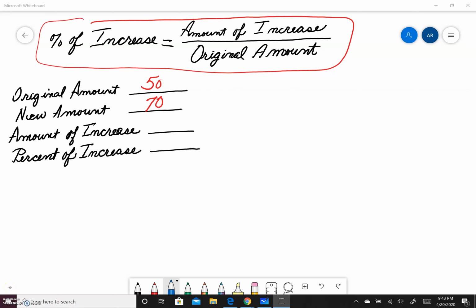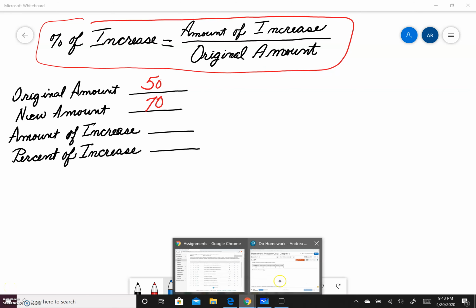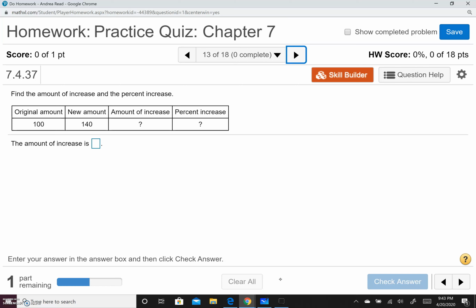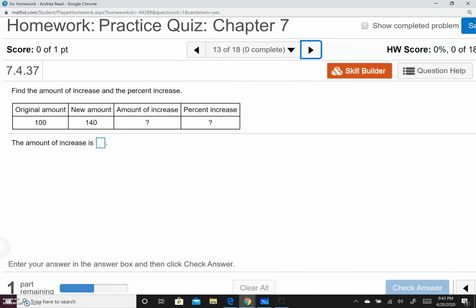Okay, so we're going to continue on, and the first problem we're going to work on is this one right here. This one is asking to find the amount of increase and the percentage increase. And you can see we have a box here. We have two values that are known, the original amount and the new amount. And they want to know what the amount of increase is and the percentage increase.